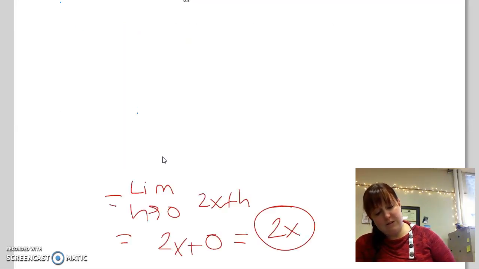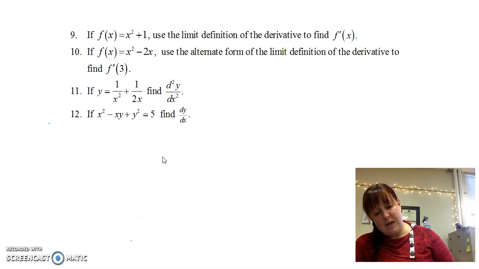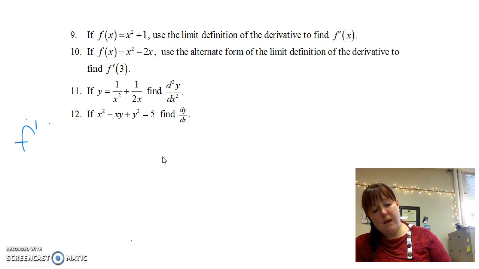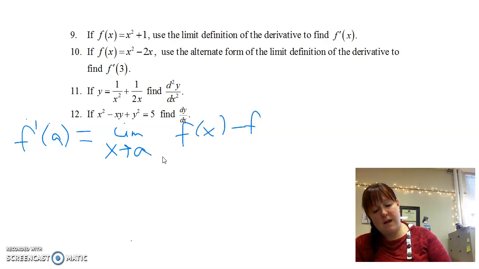All right. Let's do the next one, which is use the alternate form of the limit definition of the derivative to find f prime of 3. Okay, so the alternate form of the derivative is one that we forget a lot, and so remember, it's the limit as x approaches a. Now we use this when we're trying to find f prime at a very specific point, and so actually we should write f prime of a equals the limit as x approaches a of f of x minus f of a all over x minus a.